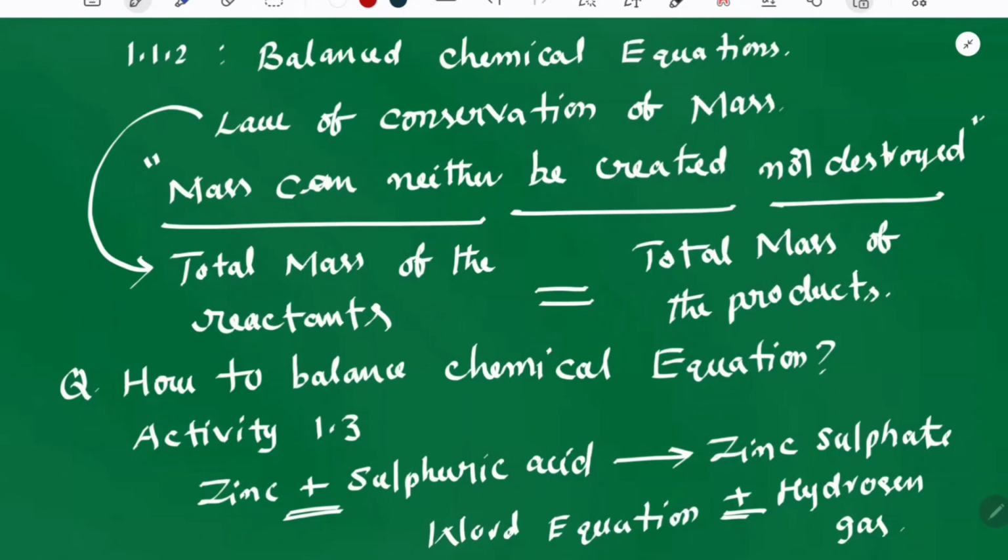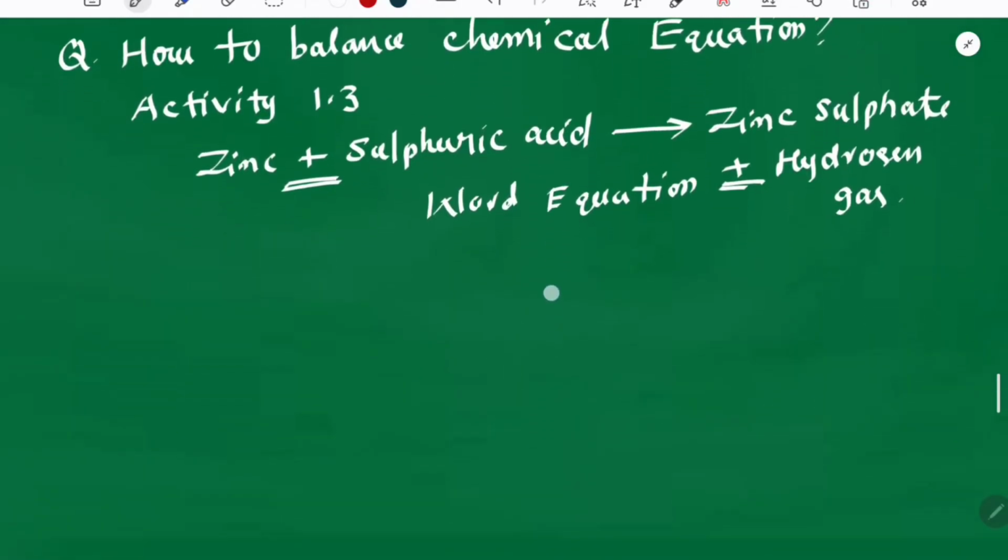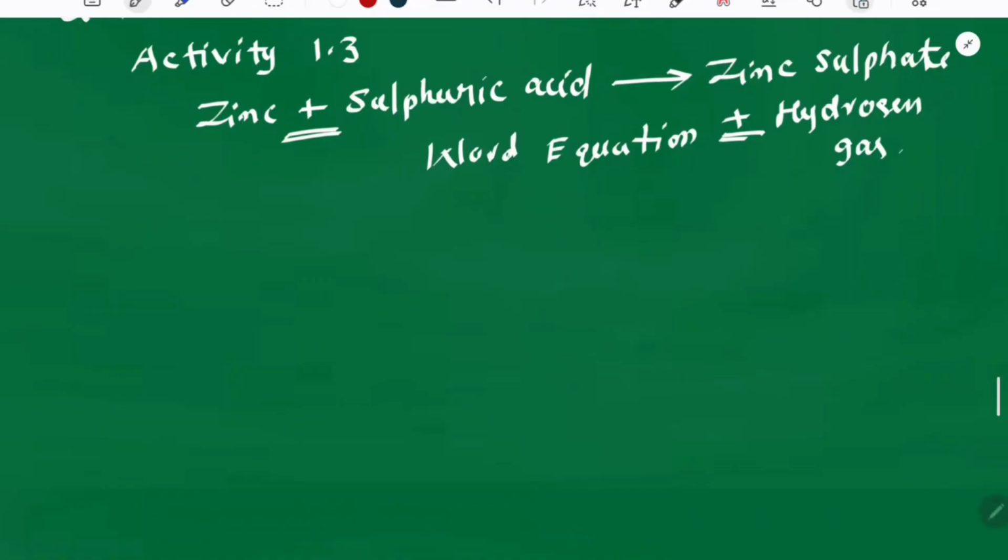So then this word equation is written as an unbalanced equation. Unbalanced equation means you should write the formula only. No need to balance here. So what is the zinc formula here? Zinc, Zn. And sulfuric acid formula? H2SO4. If these two reactants are there, that's why I am separating them with the plus symbol.